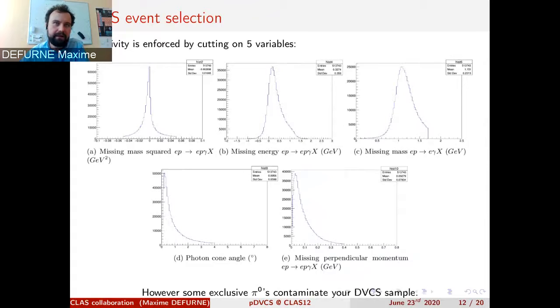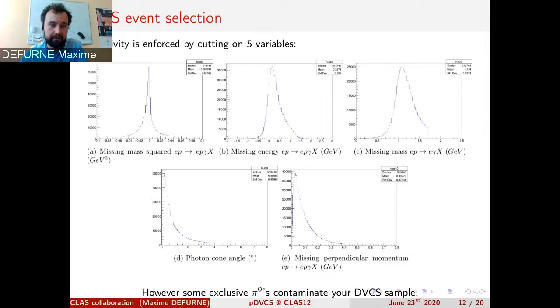So once you have cleanly identified electron, proton, and photons, you have a set of exclusivity variables to ensure the exclusivity. On the top left, what we have is a missing mass squared associated to ep gives epγX. One expects, since we are supposed to detect all the particles of the final state, X should be centered at 0. Now, if at some point you miss a photon, since the mass of the photon is also 0, you will still expect to have background centered on 0 for the missing mass.